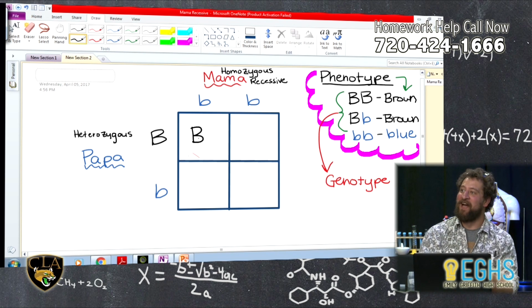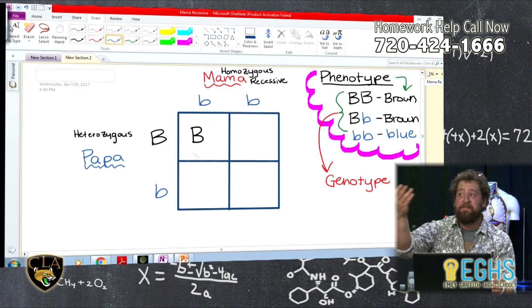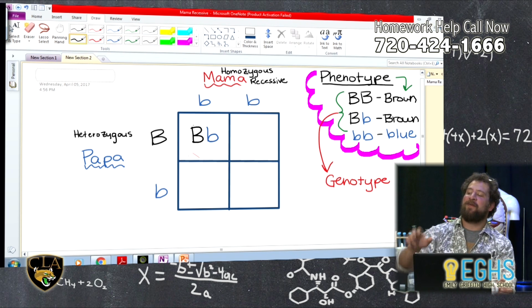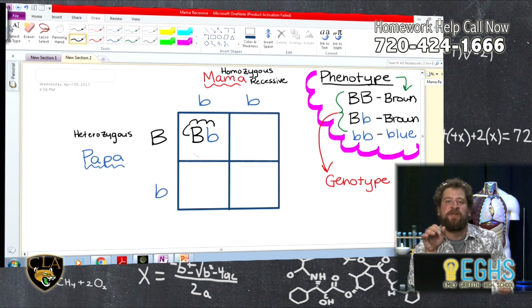I'm doing lots of things at once here. Dad's going to provide big B, and mom is going to provide little b. And what I should also say is the four squares represent 100% of all possibilities of children that mom and dad could have. So each individual square represents a 25% probability of what the child could be.